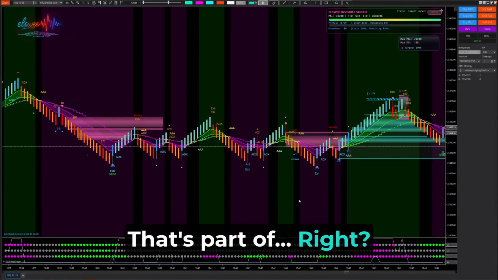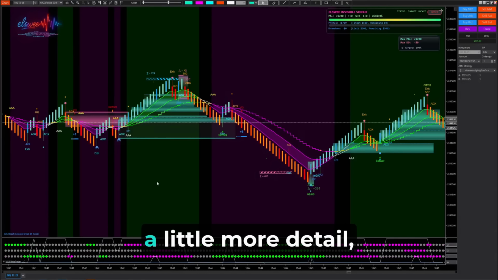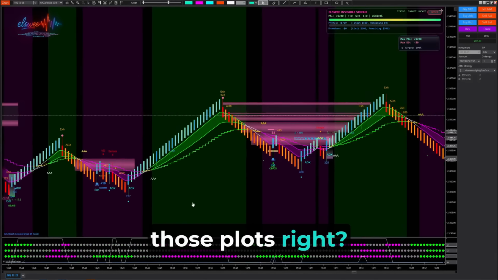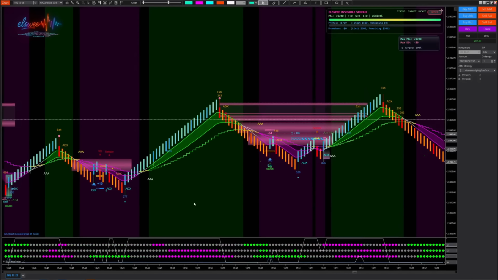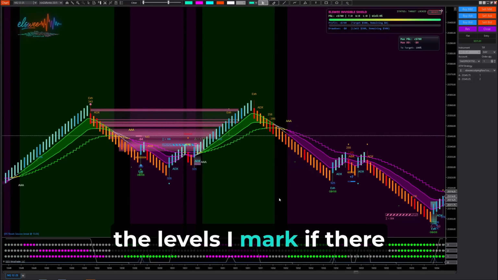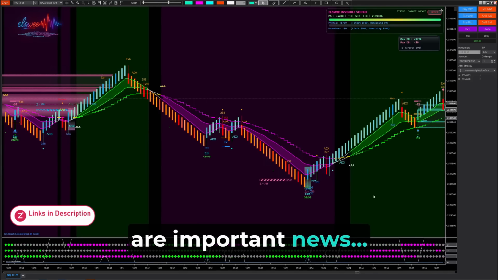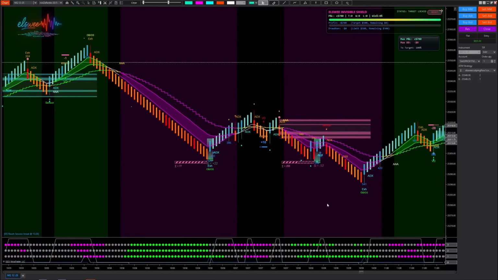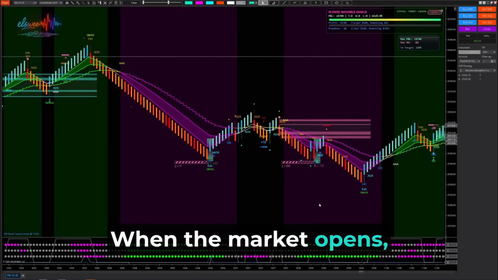I'm creating a video with a little more detail showing how I make those plots from the previous day, where I put the levels, and I mark if there are important news. Now, I don't trade near news times. When the market opens, I wait at least 15 minutes after the market opens to then open trades.